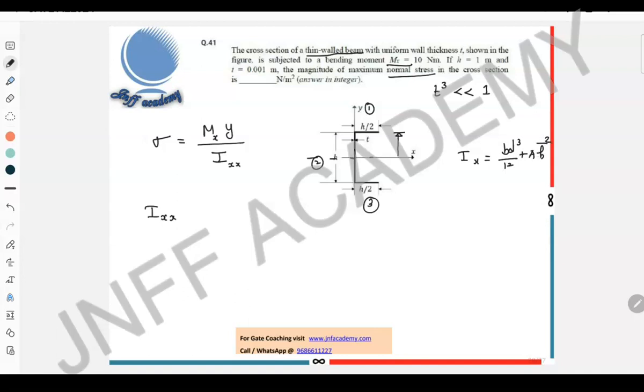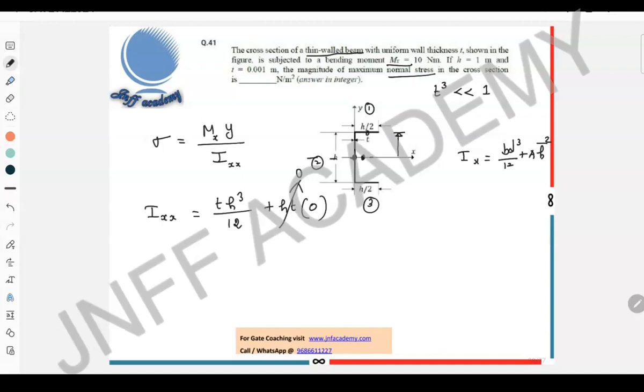This h bar is nothing but the distance between the global centroid and the local centroid. First, let me take the middle portion, the web portion. Here B is T h cube by 12. Then area h T I have to consider. If you look, the centroid of the web coincides with the central axis of the cross section, so there won't be any y distance. I put 0 and can neglect it.